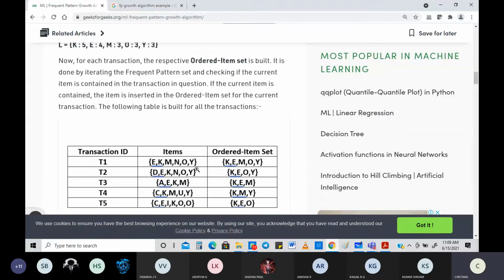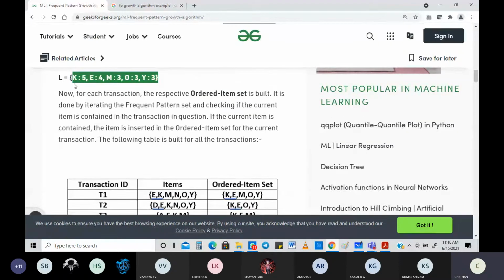K will be there, no problem. E will be there, no problem. M is there, yes, M will be there. N, you can see very clearly, is not in the frequent pattern, so obviously N will be removed. If N is removed, what are the two things that are remaining? O and Y. Is there O and Y here? Yes. So all those will be coming here: K, E, M, O, Y. People may wonder why K is coming first. Because I need to write it in descending order. So you can see very clearly the same thing will be coming right here: K, E, M, O, Y.